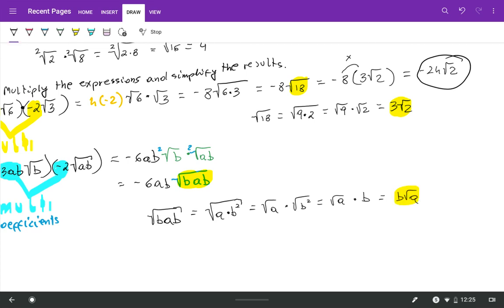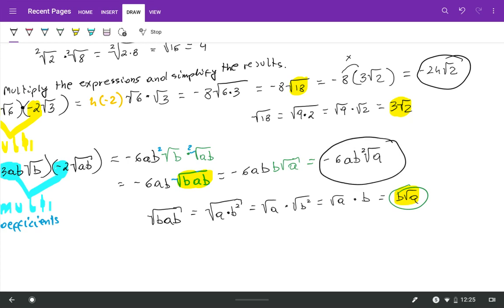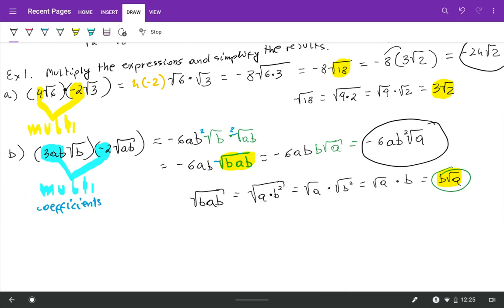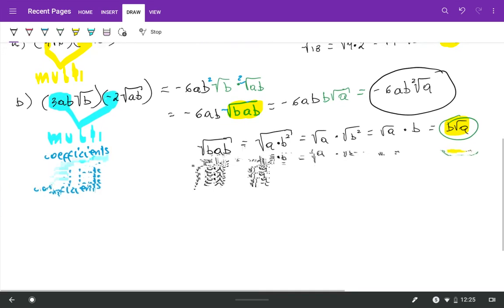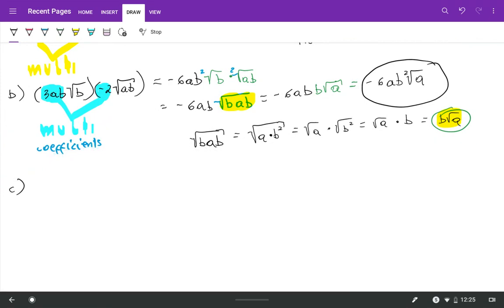So let's just plug it in. We have negative 6ab, and then that part, b square roots of a. So now just simplify. Here b times b will give you b squared, so we have negative 6a b squared square roots of a. That's the final solution. Okay, so you always want to simplify, okay? So now we are applying all the rules which you learned about radicals.